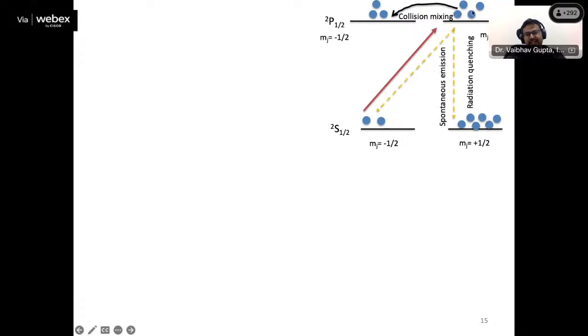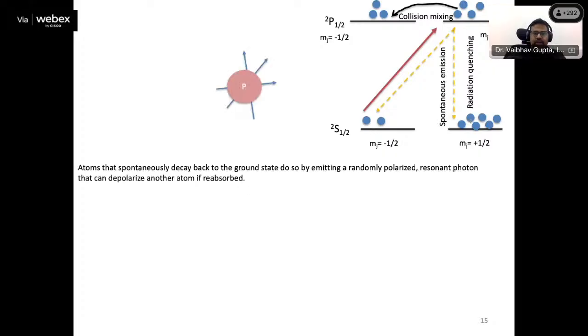Now, once they are there at the top level, they can actually come back via spontaneous emission. So things which are here can go either there or there, right? Things which are sitting there can also drop down either here or there. Once this spontaneous emission happens, it happens by emitting a photon. But this photon emission is a random process. So they emit a random photon which is not really polarized in any direction.